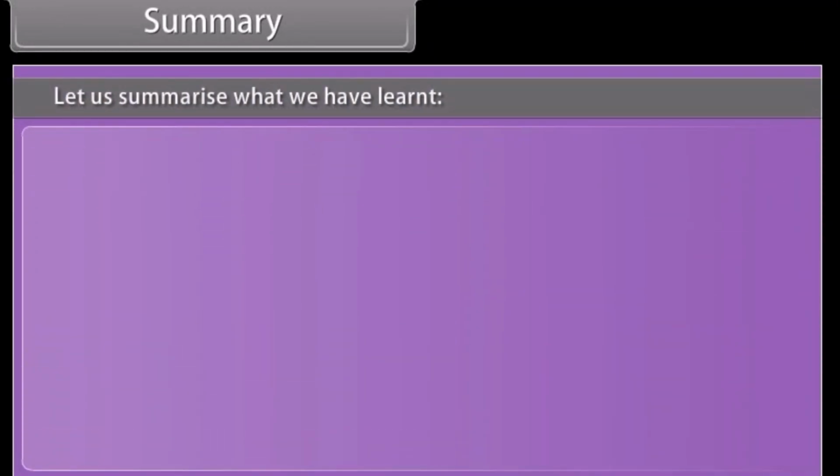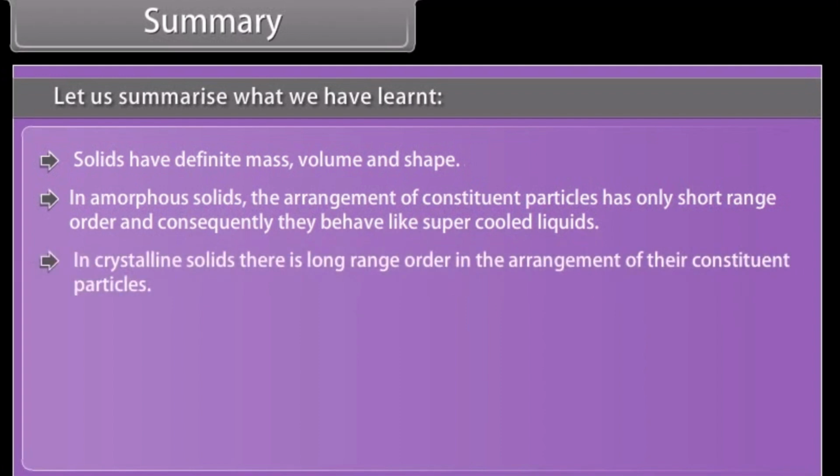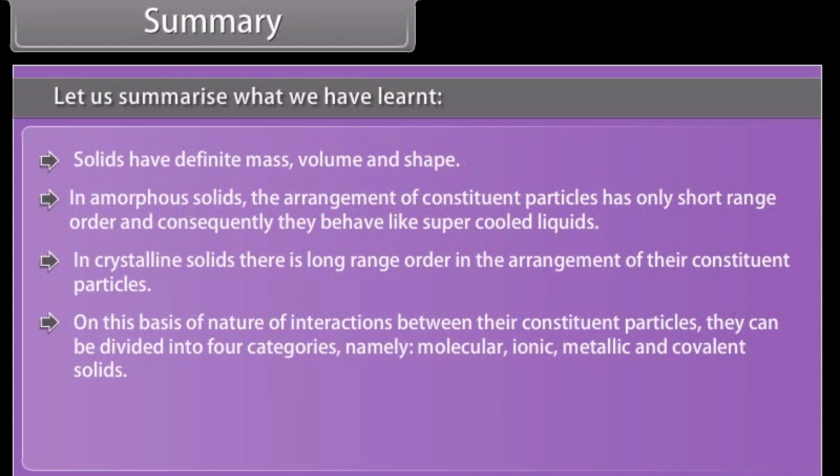Summary. Let us summarize what we have learned. Solids have definite mass, volume, and shape. In amorphous solids, the arrangement of constituent particles has only short-range order, and consequently they behave like supercooled liquids. In crystalline solids, there is long-range order in the arrangement of their constituent particles. On the basis of the nature of interactions between their constituent particles, they can be divided into 4 categories, namely molecular, ionic, metallic, and covalent solids.